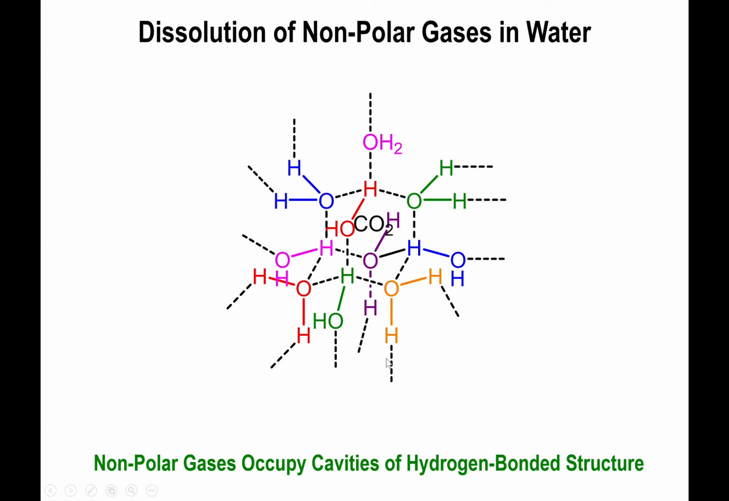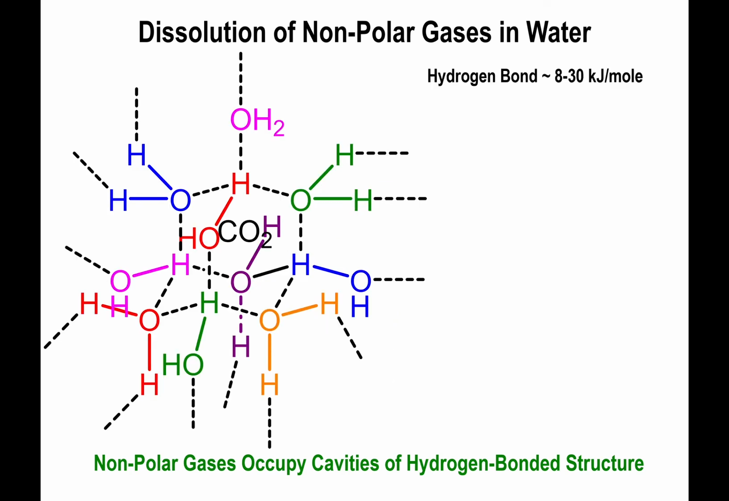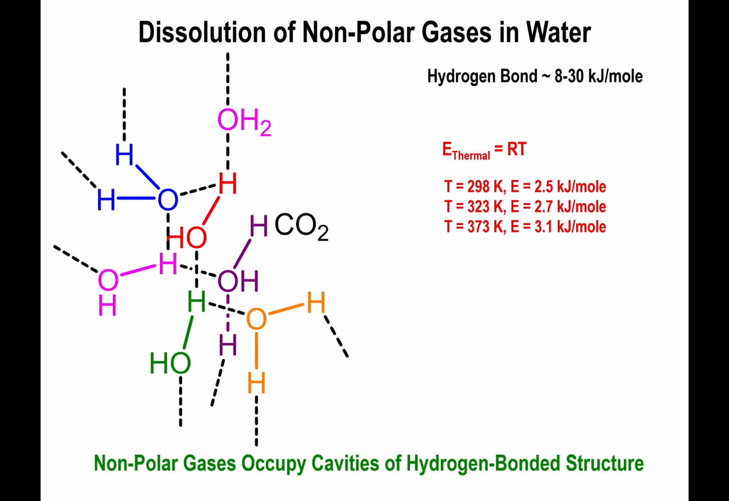But if you start heating up the solution, you will provide more energy and more energy, and eventually you will provide enough energy, right? In this case, 2.5 kilojoules per mole, that's where it is. The hydrogen bond is 8 to 30 kilojoules per mole. So heat this up enough, and you're going to end up providing enough energy to break some of those hydrogen bonds. And once the cage is disrupted, the gas no longer has a reason to stick around, and so it basically evolves and comes out.